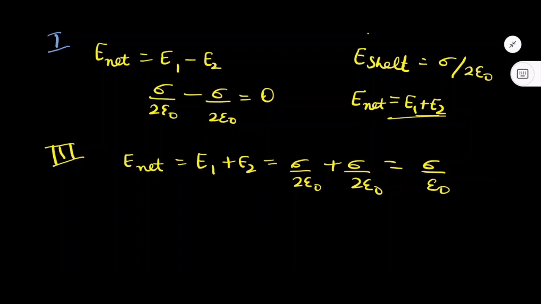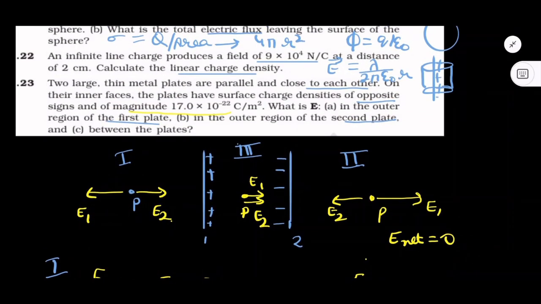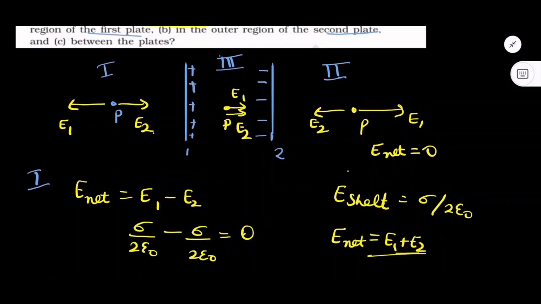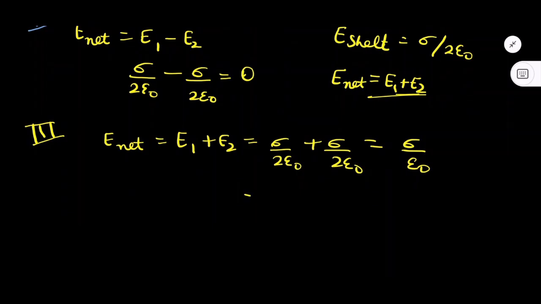Now we are given the value of sigma. The magnitude given is 17 into 10 raised to power minus 22. So we'll substitute the value 17 into 10 raised to power minus 22 and divide by epsilon naught, and you can get the net electric field in the third region. So these were some questions of the NCERT exercise.